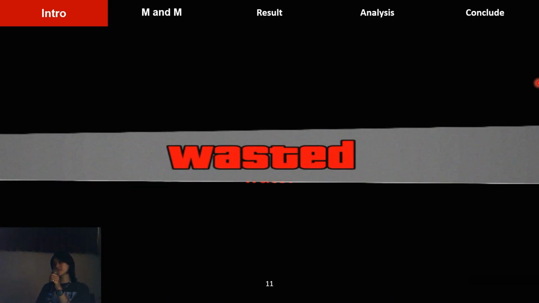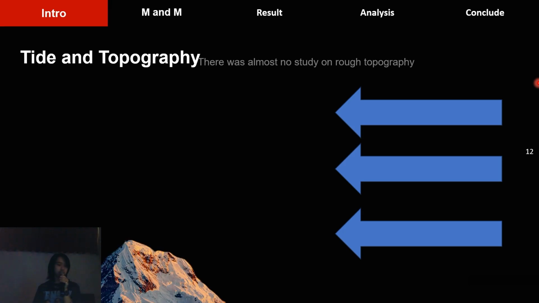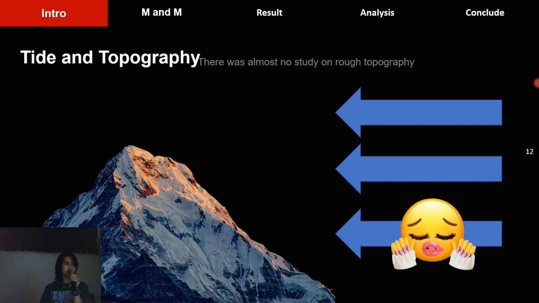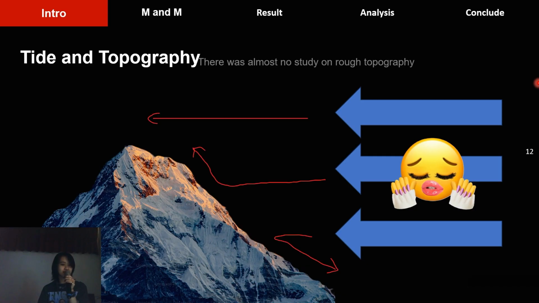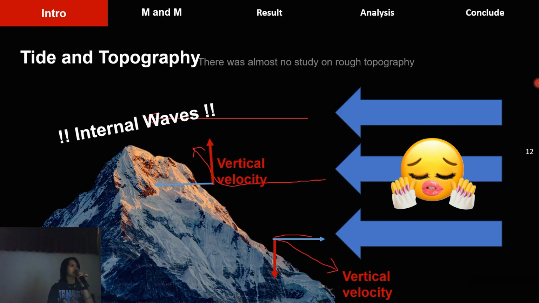So if you look at the previous studies, you can easily find out that there was almost no study on rough topography. If a tide of water flows through a flat area, nothing will happen. But if there is some sort of topography change, for example a mountain under the sea, the water will not be able to flow straight. Instead, it will flow like this. And by this, we can see there's some vertical velocity. And vertical velocity is the evidence of the internal waves.